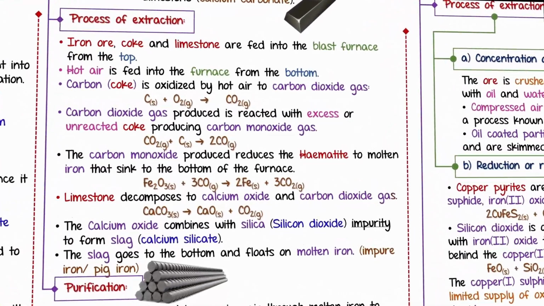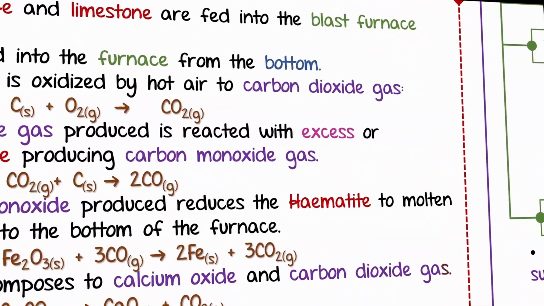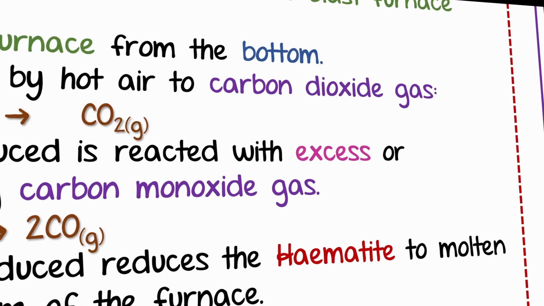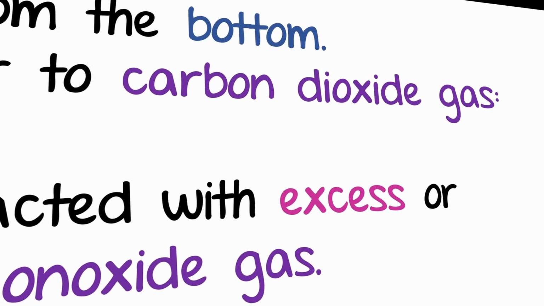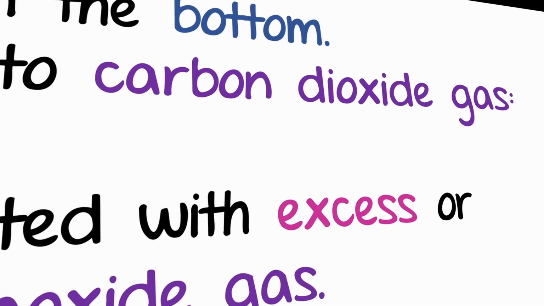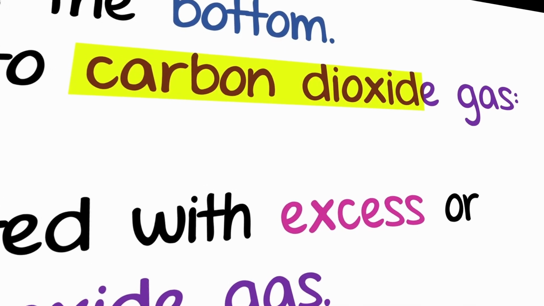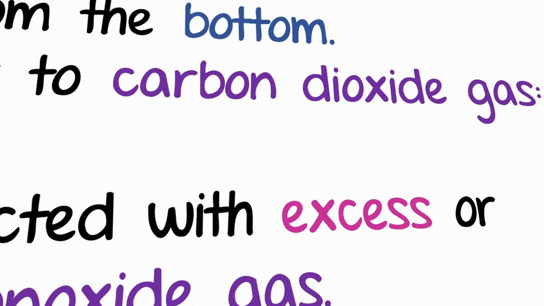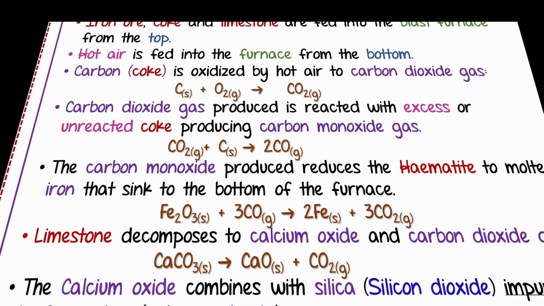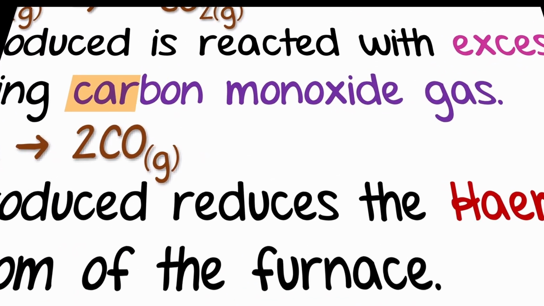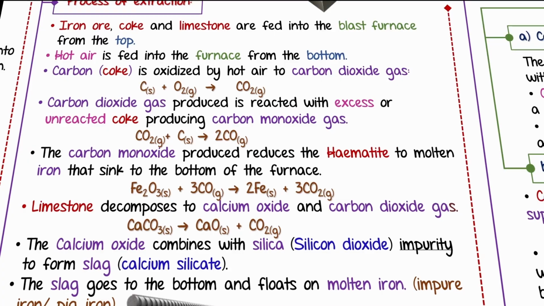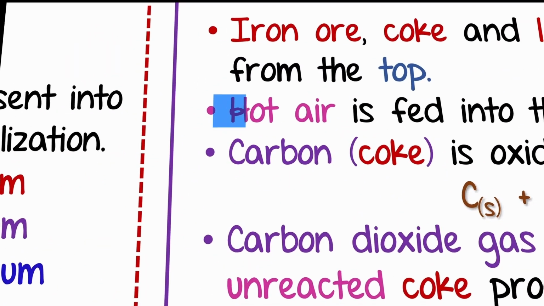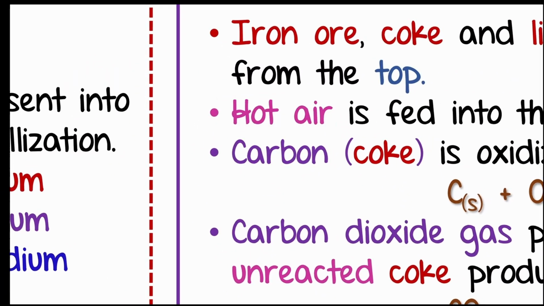For the side effects or the dangers of the process of extraction of iron, when you look at our process of extraction, we have gaseous pollutants like carbon dioxide gas. Then we have a poisonous gas, carbon monoxide gas. Then we have physical conditions like high temperatures or heat in the blast furnace.